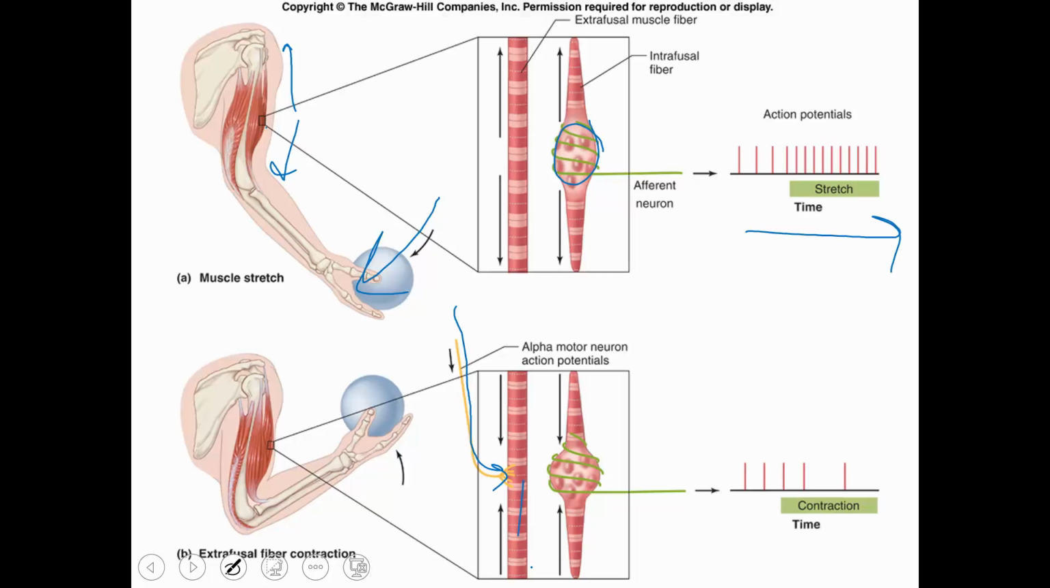So this is a negative feedback mechanism. The stimulus stretches the muscle. The response is to contract the muscle and maintain the length of the muscle so that you maintain that load. Notice that as the muscle contracts, we remove the stretch on the muscle spindle, and now the rate of action potentials decreases.